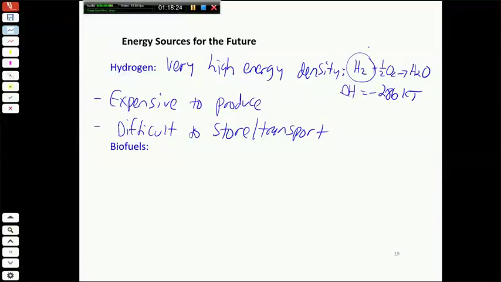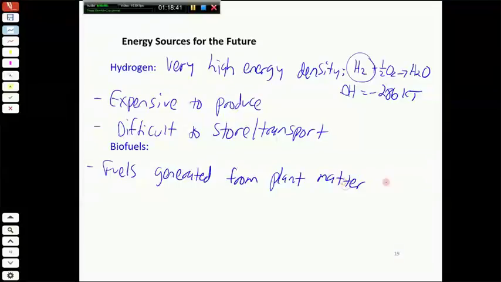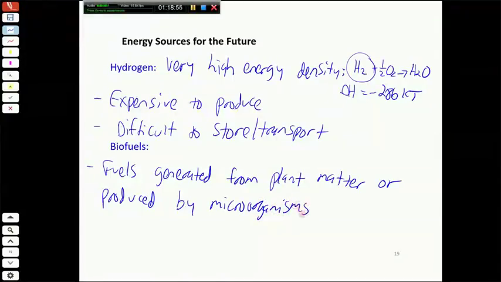And then another major category of alternative energy sources is biofuels. These are fuels, typically liquid fuels, that are generated from plant matter or produced by microorganisms. There are a couple of categories of biofuels. Basically, these are fuels that we use living organisms to produce for us. And because they're produced by living organisms that we can grow a lot faster, or that produce these things a lot faster, we don't have to rely on fossil fuels, which take millions of years.